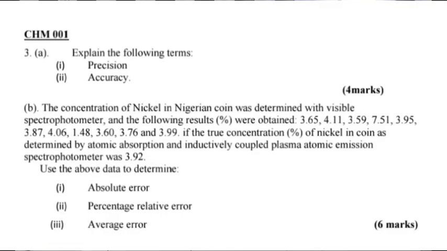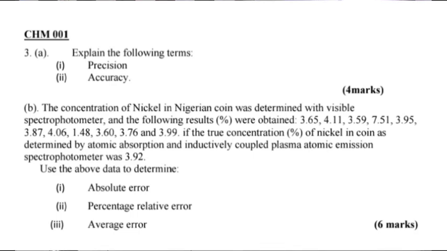My main focus in this tutorial video is to explain how to solve this question. If you look at the question here, you see that the concentration of nickel in a Nigerian coin was determined with a visible spectrophotometer, and the following percentage results were obtained. If the concentration percentage of nickel as determined by atomic absorption and by inductively coupled plasma atomic emission spectrophotometer was this, use the above data to determine the absolute error, percentage relative error, and average error.